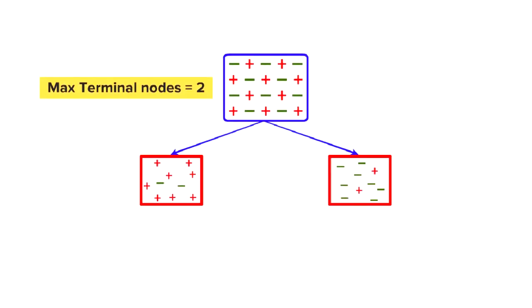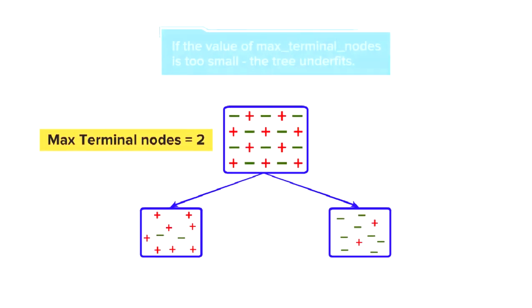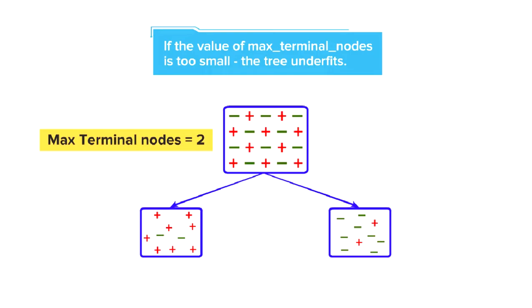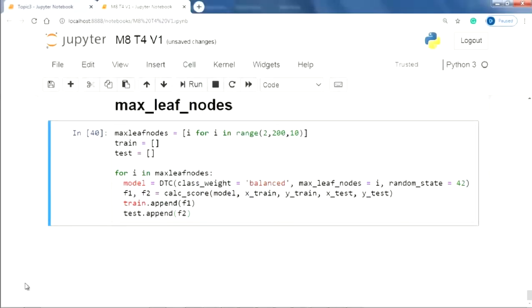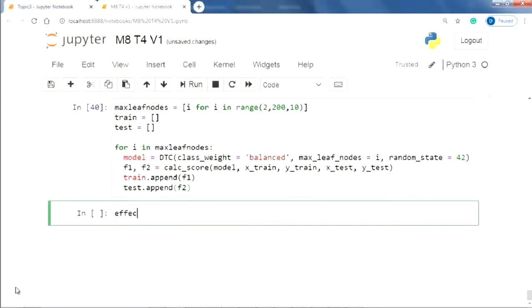Now after the split, you can see that there are 2 nodes here and we have set the maximum terminal nodes as 2 and hence the tree will terminate here and will not grow further. This is how setting the maximum terminal nodes can also help us to prevent overfitting. But if the value of the max terminal nodes is very small, the tree is likely to underfit. Let's understand it better by plotting a performance parameter plot using the procedure as before.